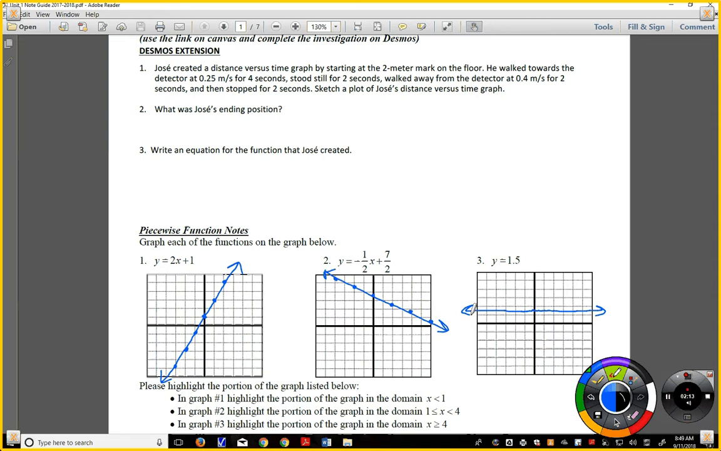All right, so take a look. Make sure your graphs match. Make sure I didn't make a mistake in my counting, okay? Are we comfortable with these graphs? All right, so now let's talk about what it said. It said in the first graph that we want to highlight the portion of the graph where the domain is x is less than 1, okay?